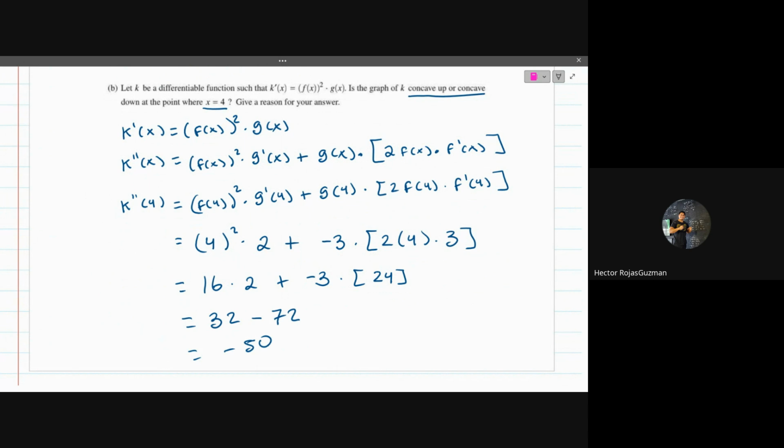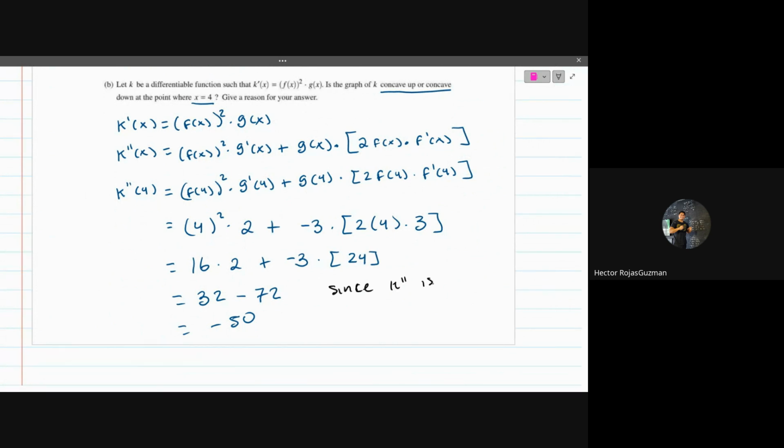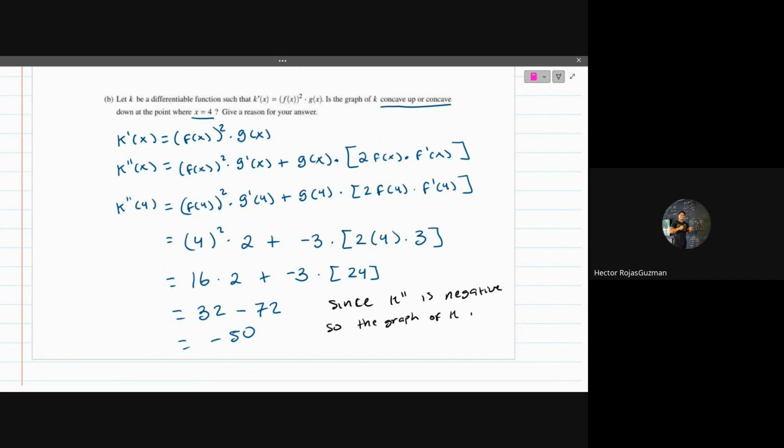So we have a negative second derivative. And here's the interpretation of this: since k double prime is negative, that means our function is going to be concave down. The graph of k is concave down. There we go.